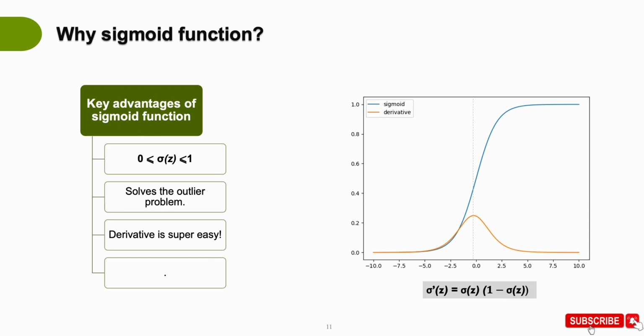The third advantage is that its derivative is super easy. We can even write its derivative in the form of sigmoid itself, right? And it's a huge computational advantage. We can simply compute sigma z once, subtract it from 1, and multiply them, and we get the derivative of sigma z, right? It's a huge computational advantage.